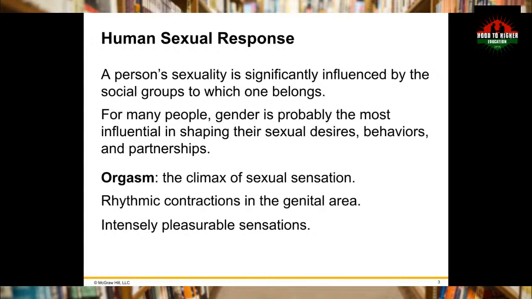So, in terms of our human sexual response, a person's sexuality is significantly influenced by the social groups to which they belong. This has to do with the family that you come from, the neighborhood that you grew up in, your ethnicity, the people that you're around the most. For many people, gender is probably the most influential in shaping their sexual desires, behaviors, and partnerships. Orgasm refers to the climax of sexual sensation, rhythmic contractions in the genital area, intensely pleasurable sensations.